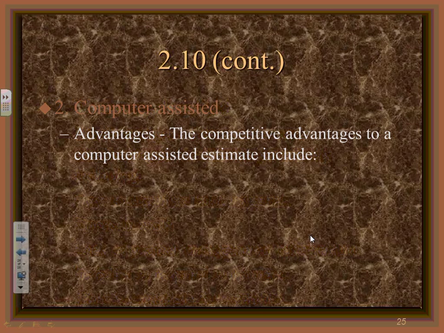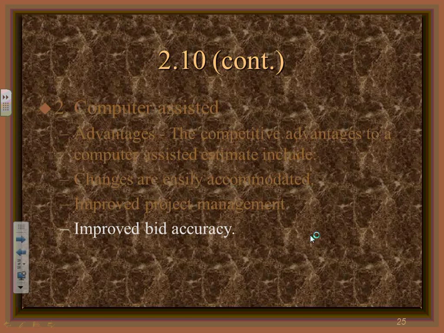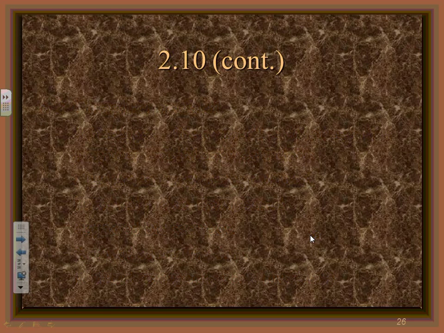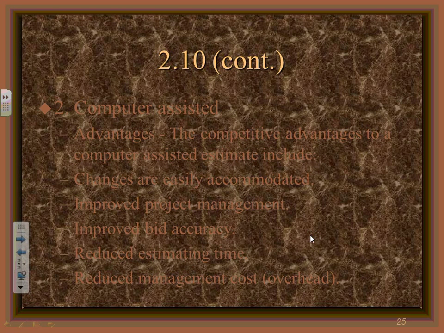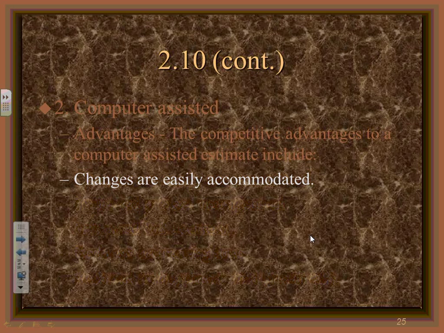Computer assisted, look at the advantages. Competitive advantage to the computer. Of course, changes are easily accommodated, fewer errors, improved management. Improved bid accuracy, reduced estimate time, and reduced management cost, the overhead. And who does not want a system like this? No error in math. The math is already built by people smarter than you. They're doing all the math in the background, so you don't have to worry about that. So these are, guys, the advantages of computer estimating.